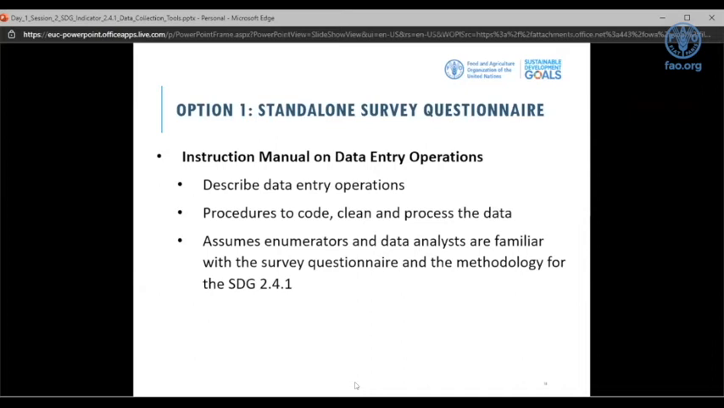The instruction manual on data entry operation has been developed to describe data entry operations, of course. That is all the steps that must be performed in order to organize the collected data into an Excel spreadsheet or other statistical package. The procedures to process and analyze data collected and construct the 11 sub-indicators according to the dashboard approach. This document assumes that enumerators and data analysts are familiar with the survey questionnaire and the methodology of SDG 2.4.1 respectively. If not, then the enumerators and data analysts are strongly encouraged to carefully read and get familiar with this document before proceeding with reading this instruction manual.